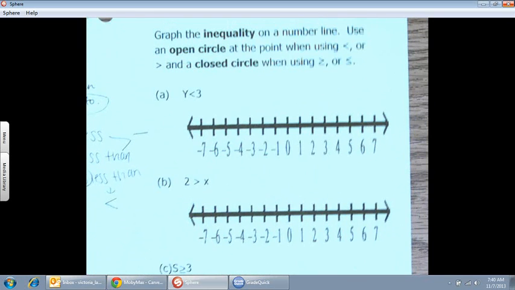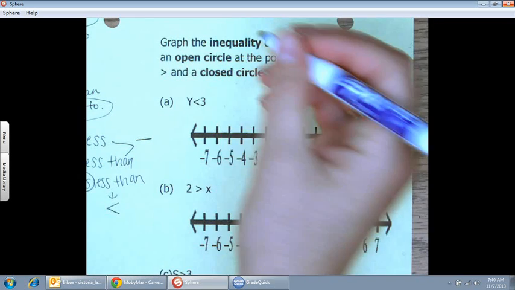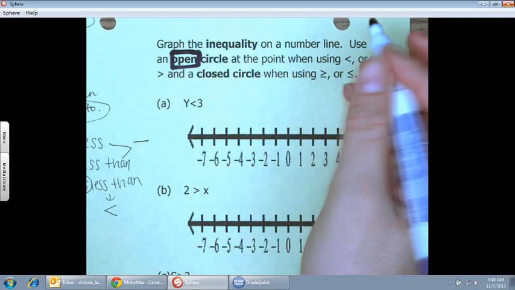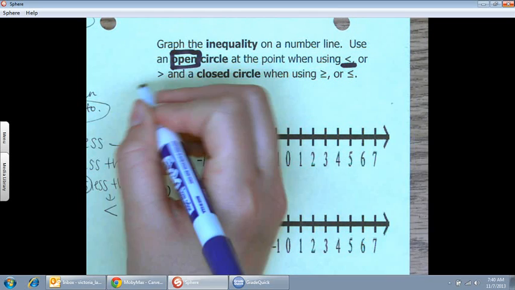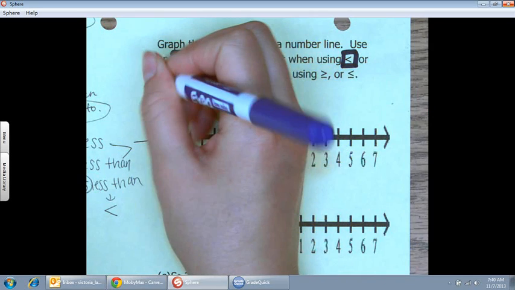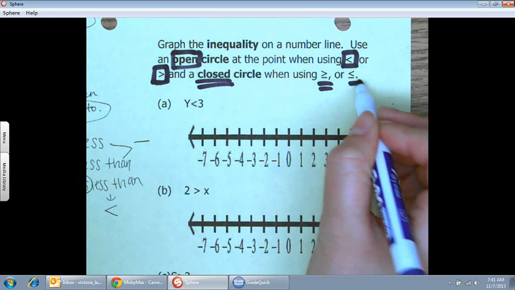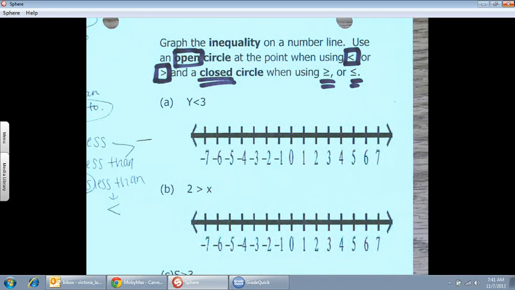And then on the second half of your page, we're going to have to graph an inequality. We have to use an open circle or a closed circle. So the open circle is when you use a less than or greater than. Let me put a box around that. Less than or greater than. And then the closed circle is when they have those lines underneath it. Okay? So open circle is when they don't have lines. Closed circle is when they do have the line for the or equal to part.